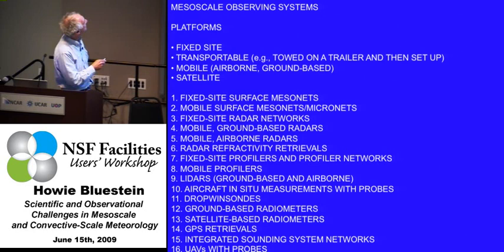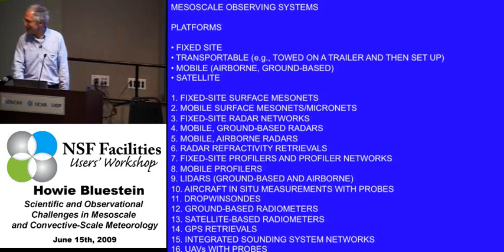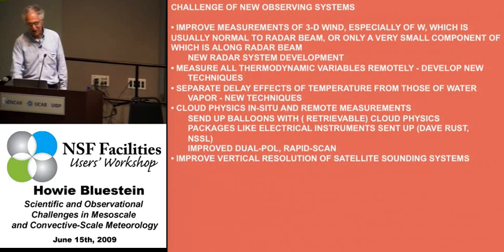And there's just a whole shopping list of the different types of instruments that we have that need to be refined or developed further. Challenge the new observing systems. Improve the measurements of 3D winds, especially vertical velocity, which is usually normal to the radar beam, or only a very small component of which is along the radar beam. We need to measure the thermodynamic variables remotely. We need to develop new techniques. We need to separate the delay effects of temperature from those of water vapor. New techniques. Cloud physics, in situ and remote measurements, big challenge.